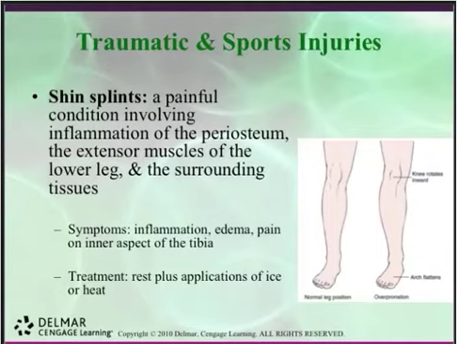Okay, shin splints are a painful condition involving an inflammation of the periosteum, the extensor muscles of the lower leg, and the surrounding tissues. The symptoms include inflammation, edema, pain on the inner aspect of the tibia, and the treatment is rest plus the application of ice or heat. And it's often the result of something called overpronation, basically where we rotate the foot too far medially and we increase the pain on the associated structures on the anterior aspect of the tibia.